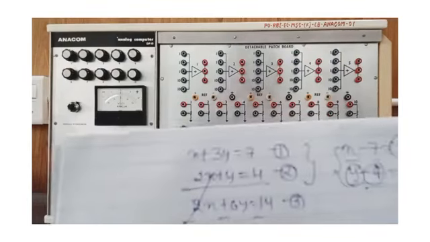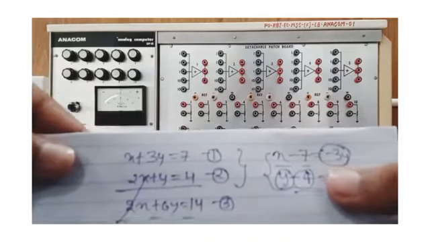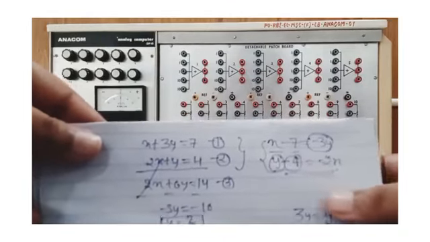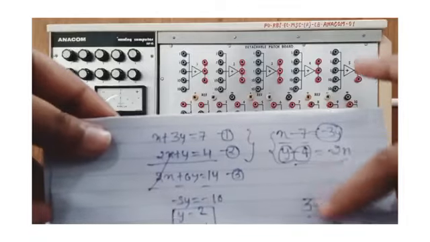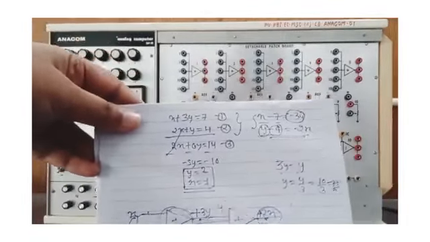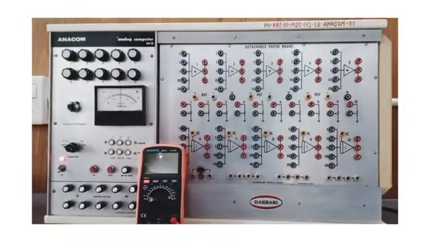From here you can see that our equation is x minus 7 equal to minus 3y, and y minus 4 equal to minus 2x. So yes, we are going to use these two equations. Now you will see how I will use this. So let's perform our experiment.